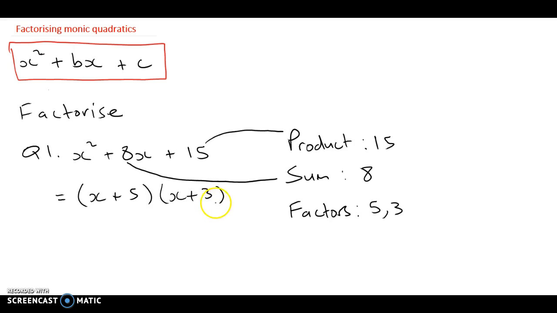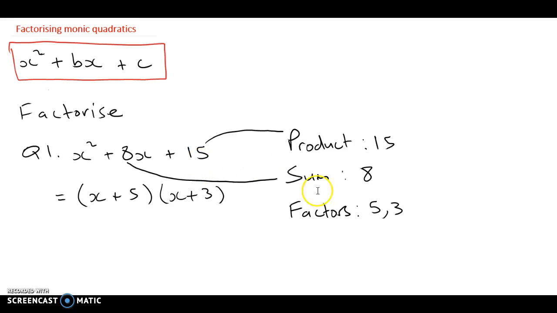If we want to check our answer, we can just go through and expand this here. X times x gives us x squared. X times 3 gives us 3x. 5 times x gives us 5x. So 3x plus 5x gives us the 8x. And then 5 times 3 gives us 15.